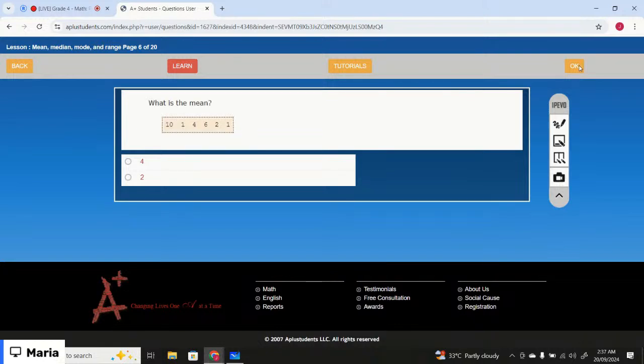Okay, what is the mean? Just add them and divide by 6. You have to add them all and divide by 6, right? So the correct option is 4. Option number 1 is the correct option.